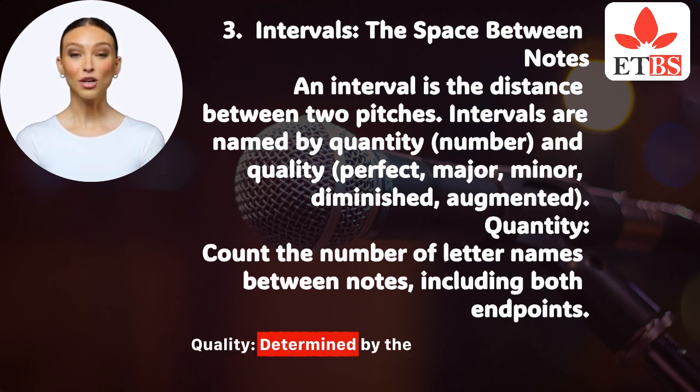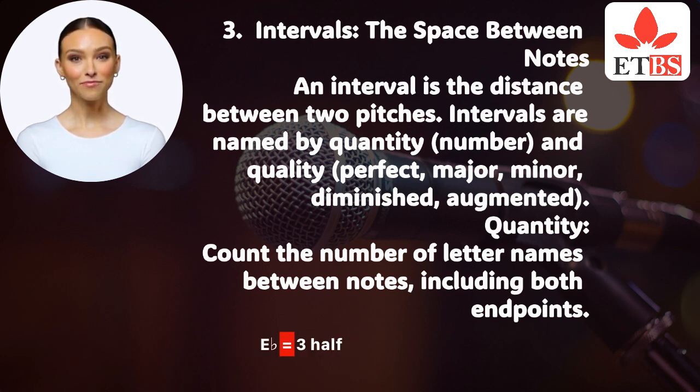Fourth. Quality, determined by the number of half steps. C to E, 4 half steps. Major third. C to E flat, 3 half steps. Minor third. C to F, 5 half steps. Perfect fourth. C to G, 7 half steps. Perfect fifth.